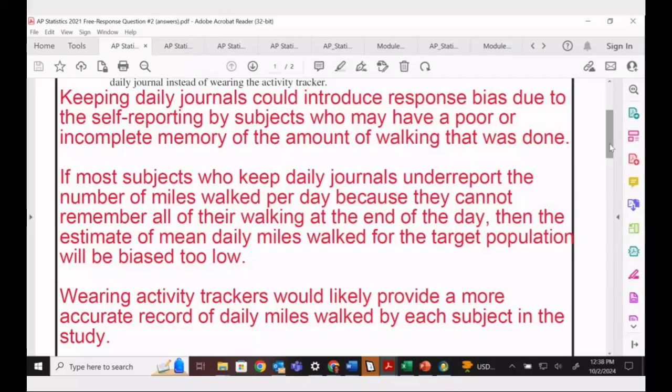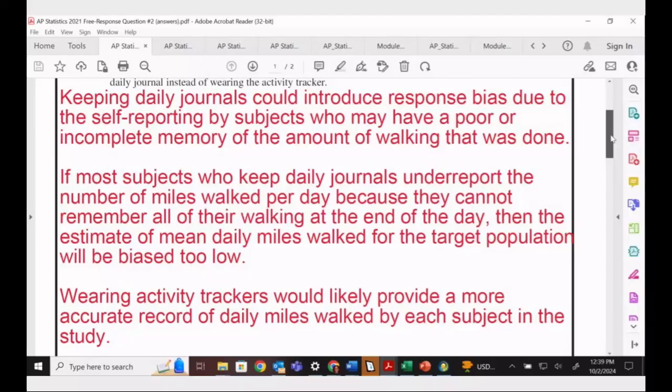You needed to hit on two things to get an essentially correct, which would be an E. You need to indicate that keeping a daily journal could result in a bias that would be avoided by using activity trackers. So we could have bias that could be avoided if there were activity trackers. And the second thing that needs to be hit on is one of these two pieces. Either use of a daily journal may result in a systematic underreporting or systematic consistent over-reporting of daily miles walked. So you had to indicate that this is going to be biased in one direction or another.